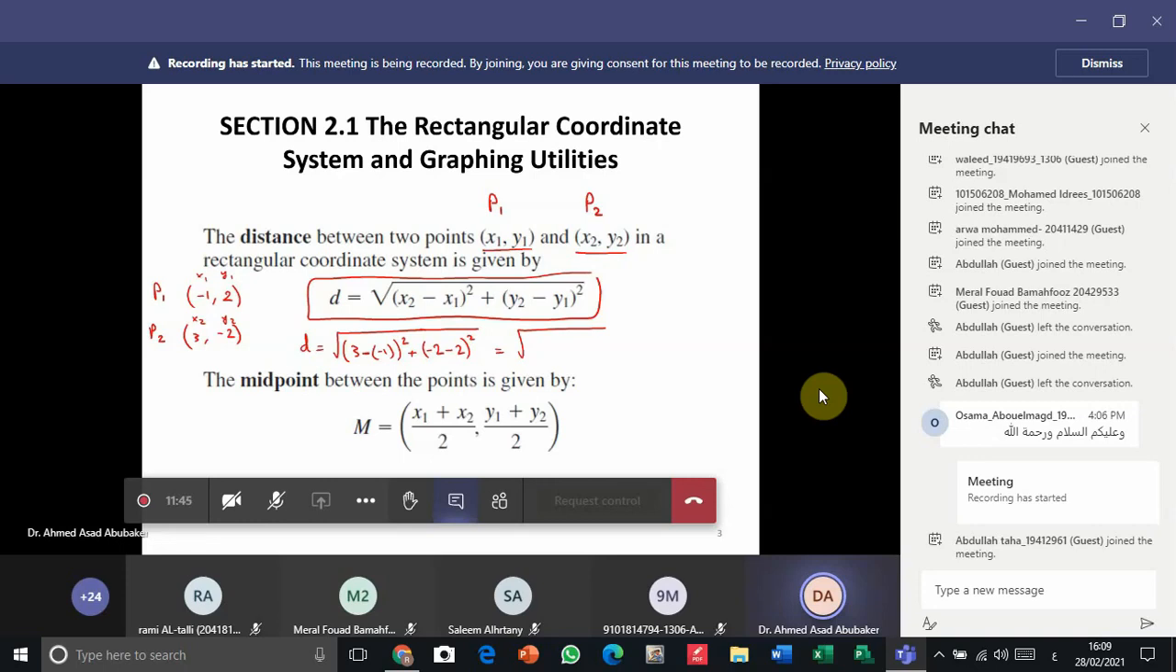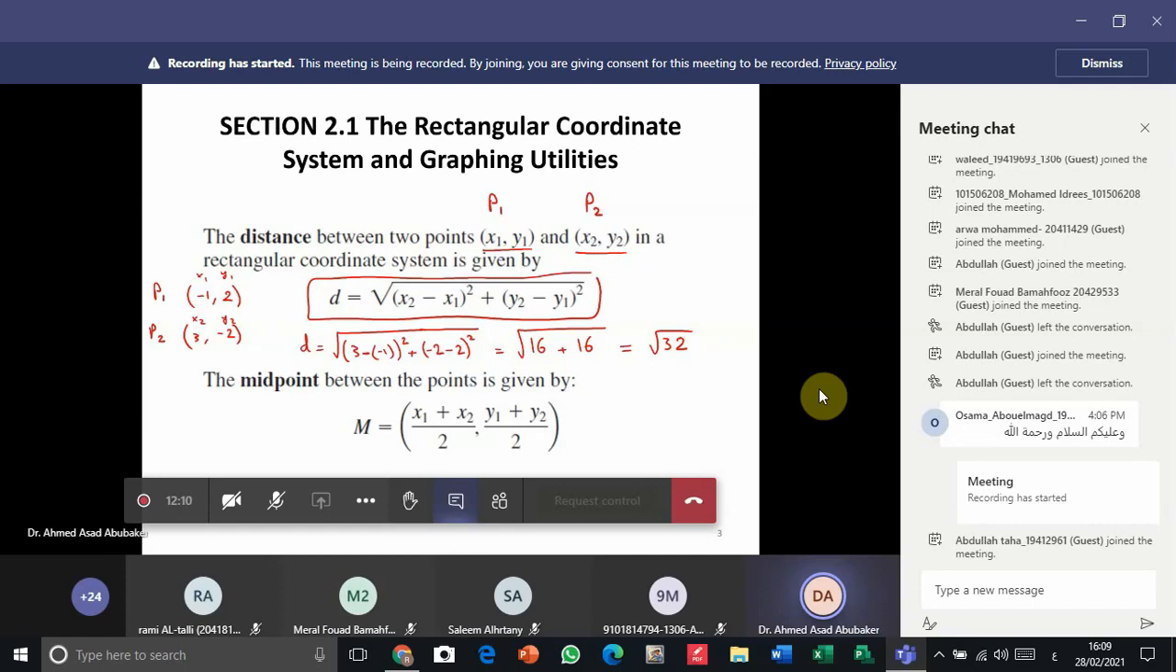This equals the radical of what? 3 minus negative 1, this is 4. 4 squared we have 16. Okay, minus 2 minus 2 we have negative 4. Negative 4 squared also we have 16. So the radical of 32, this is the value of the distance between B1 and B2.